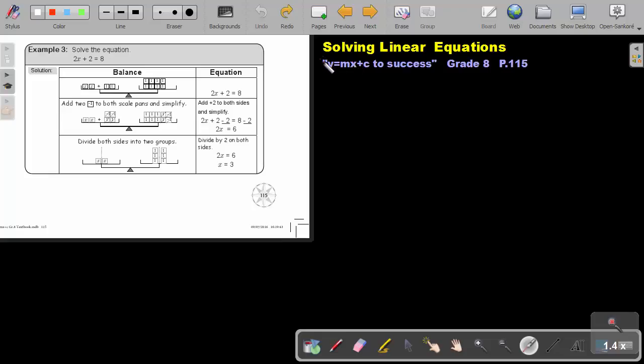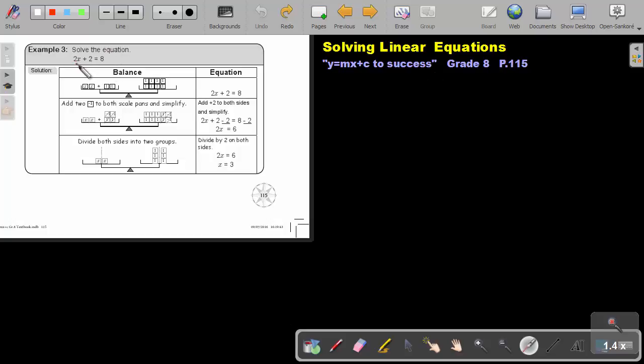Part 3. We are going to continue with solving linear equations. You will find this on page 115 in the Namibian Mathematics Grade 8 textbook, y equals mx plus c to success. Now, let's look at another example.